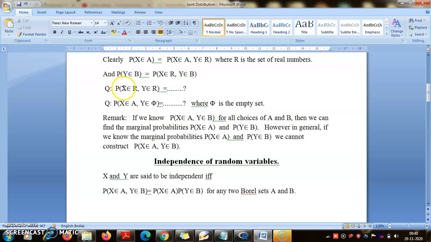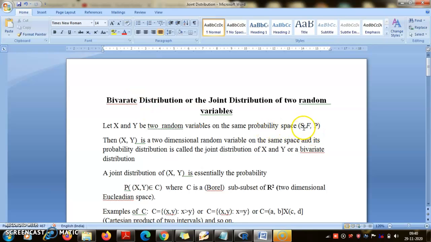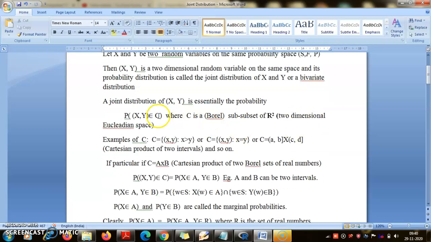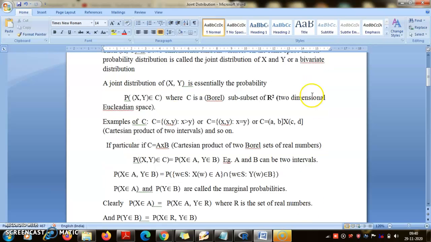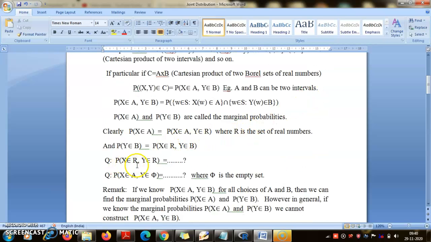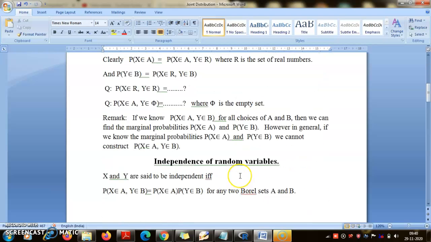Now, just to give you a hint, if you are interested in finding what this event is in terms of this set S, ultimately I have told you that both x and y are random variables on this same sample space. So x in R and y in R, what do they represent in terms of this S? That is the hint.